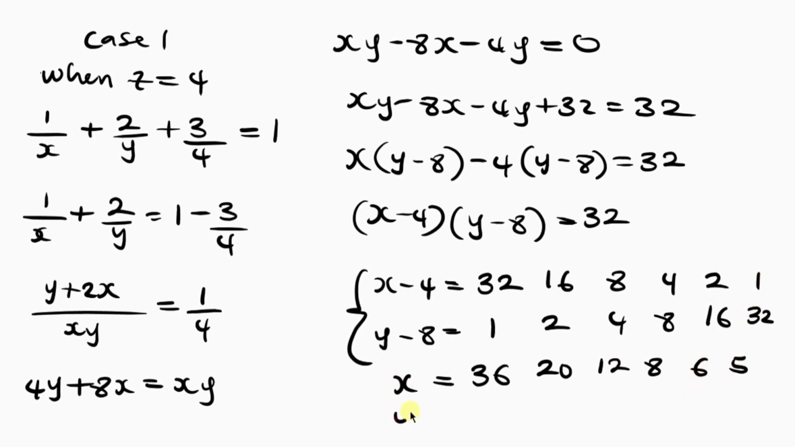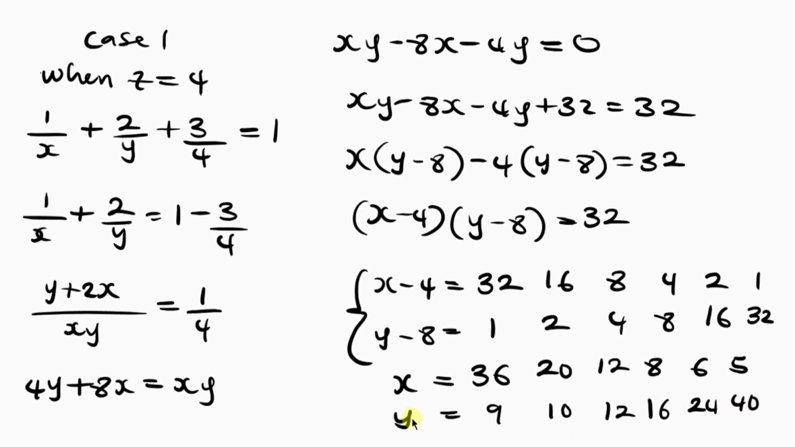Now for y, I'll be moving negative 8 to the right. That means when I move negative 8 to the right, I'll be having plus 8. So add 8 to each of these terms. So 8 plus 1, I'm going to be having 9. 8 plus 2, that's 10. 8 plus 4, 12. 8 plus 8, 16. 8 plus 16, that's 24. And 8 plus 32, I'm going to be having 40.